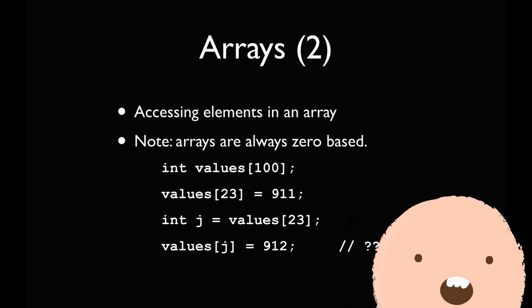In the last example, I've got something else. I've got values sub j is going to equal 912. And now if we assume these statements were consecutive, we see that values sub j is actually going to be values sub 911, but the array only goes to 99. So what happens when I use an index like this or a subscript that is actually out of range? It's beyond what the array has been sized for.